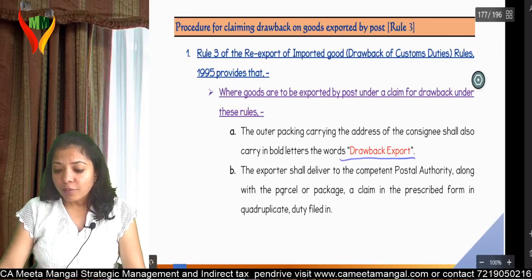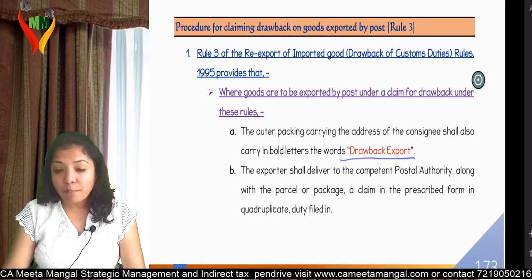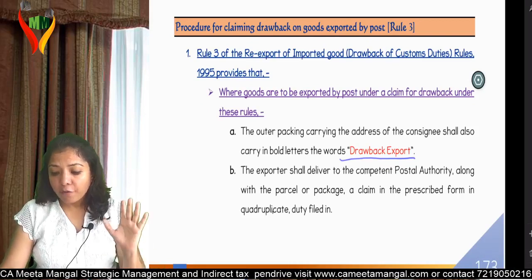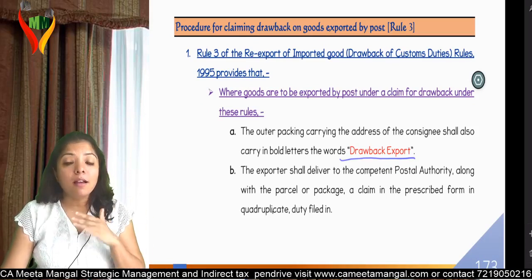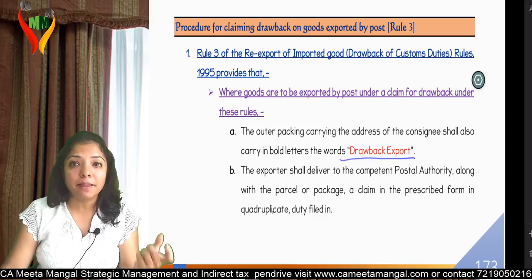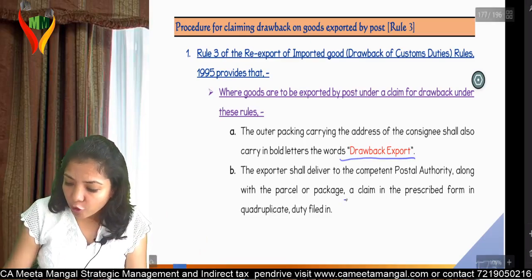The exporter shall deliver to the competent postal authority, along with the parcel or package, a claim in the prescribed form in 4 copies. I'm an exporter, and because I'm exporting by post, I'll be giving the packet to the postal department. Along with that, I'll be giving a claim in 4 copies. Am I clear?